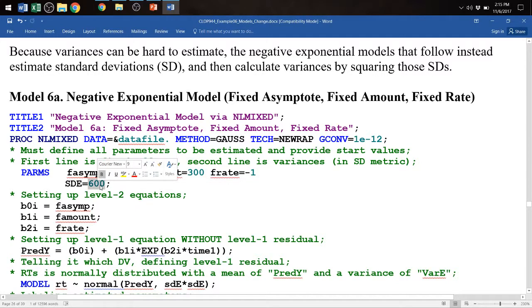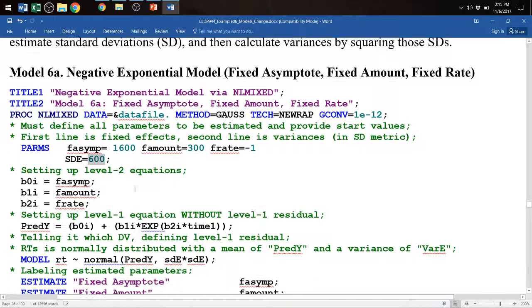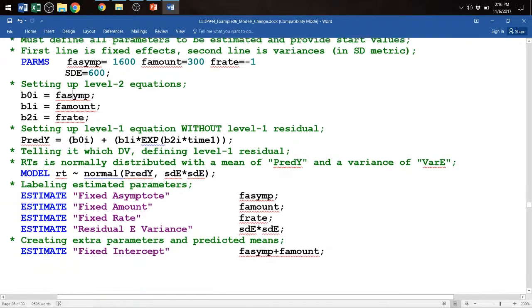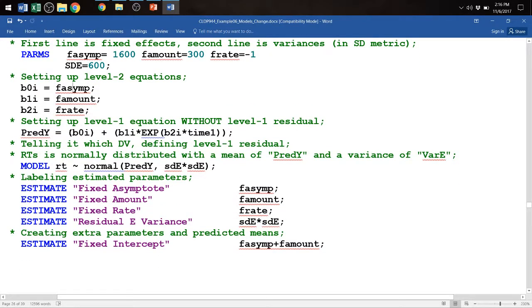The standard deviation of the residual variance, I think I pulled from either the total variance or just the residual variance. That one doesn't matter as much because it's pretty easy to find relative to the random effects. So I'm starting out with a model that's E only, but has the 3 fixed effects that define the negative exponential curve. Therefore, my level 2 equations just have the fixed effects. My pred y is my asymptote plus my amount times e to the rate times time. That came straight out of the books that I found.